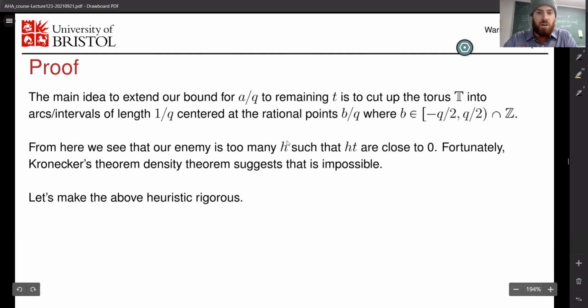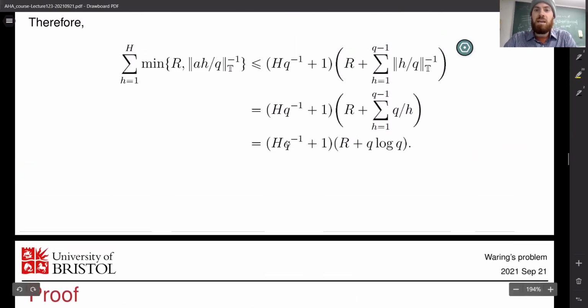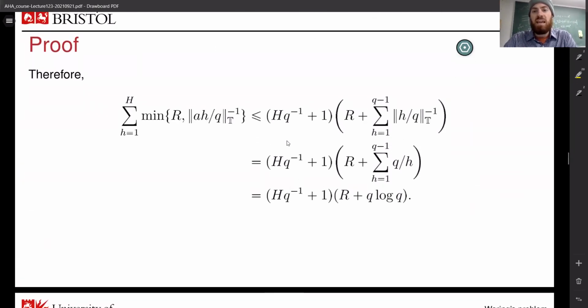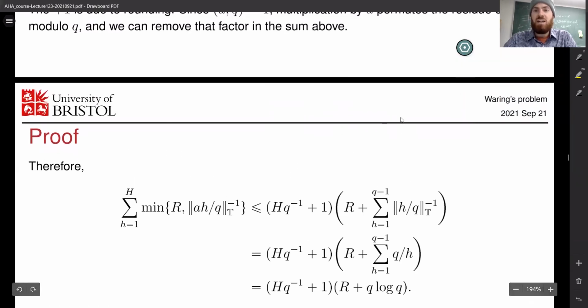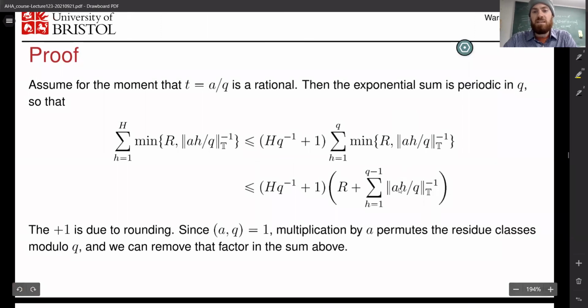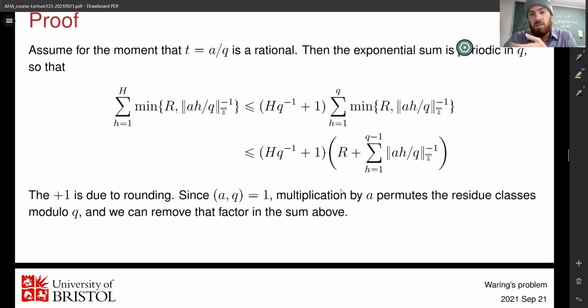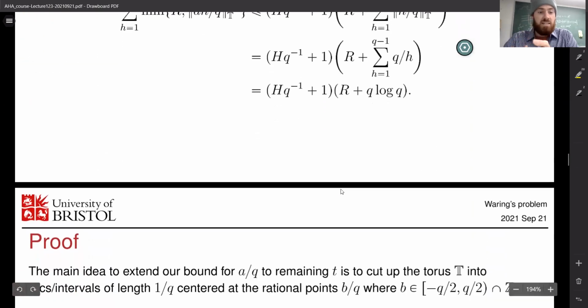And what's the enemy for us? It's in this sum. When we made this reduction, where we could pull out the a, the enemy is that we actually had some conspiracy here, where I've replaced a over q with t, that really gives me a lot of terms where h is q, or 0 mod q. In which case I have to take the trivial bound, this big R, over and over again.